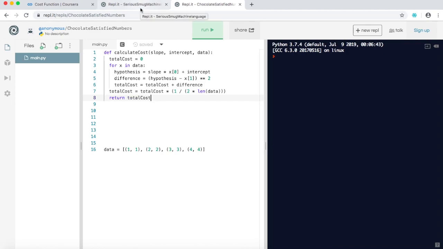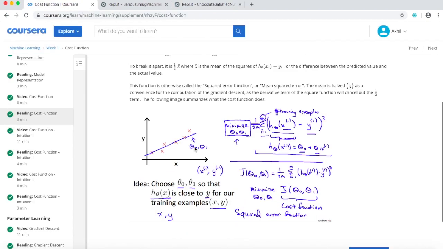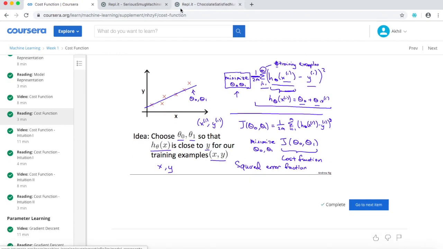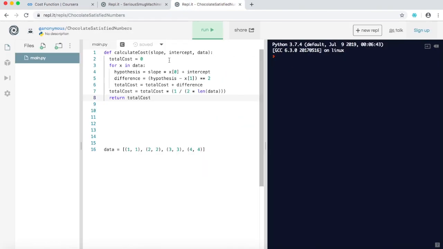Well, I have defined this function, calculate cost, and I'm passing in as the parameters the slope, the y-intercept, and data. So the whole idea is that because we are going to be iterating this algorithm so many times, we will be calculating cost multiple times, right? So let's say we initially have a slope of 0 and a y-intercept of 0, and then we find that the cost is very high. Then we'll tune those slightly. And then, now let's say it's slightly different numbers, and then we calculate cost again.